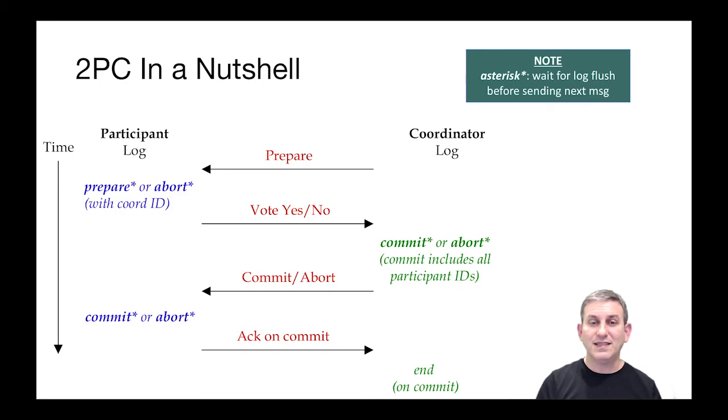The only one that is an exception is at the very end, the end log record doesn't need to flush for the transaction to return to the user. That's just like we have in a single node database.